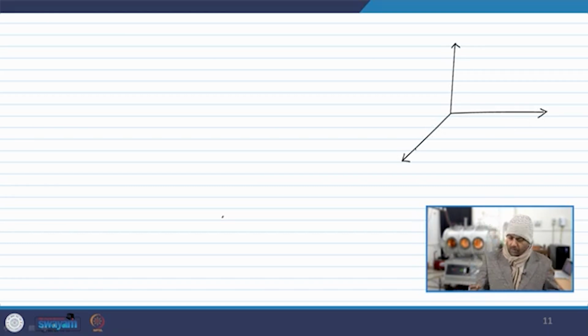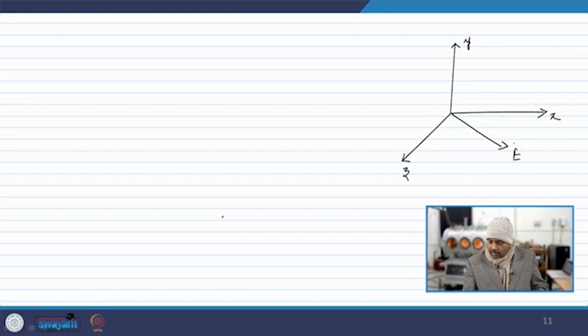Let us say we now start with x, y, z. We take the electric field to be in the xz plane, and the magnetic field is along the z direction. So, this becomes Bz. B, of course, is along the z direction. So, I have kept Bz. So, the electric field is in the xz plane, and the magnetic field is along the z direction. Right.